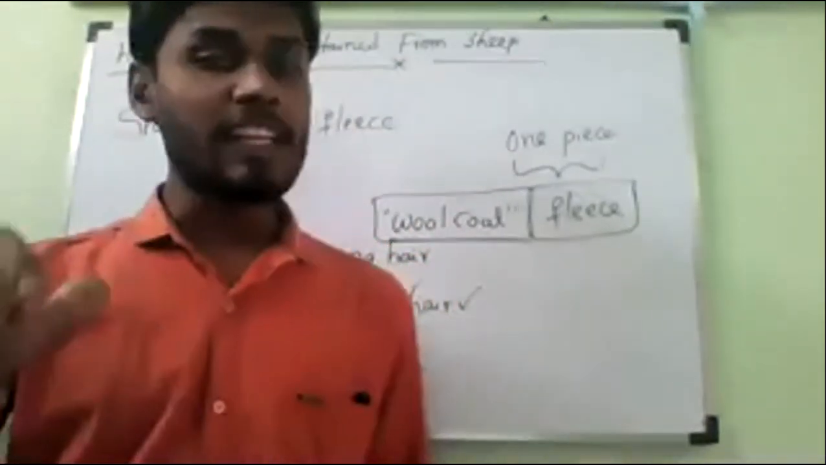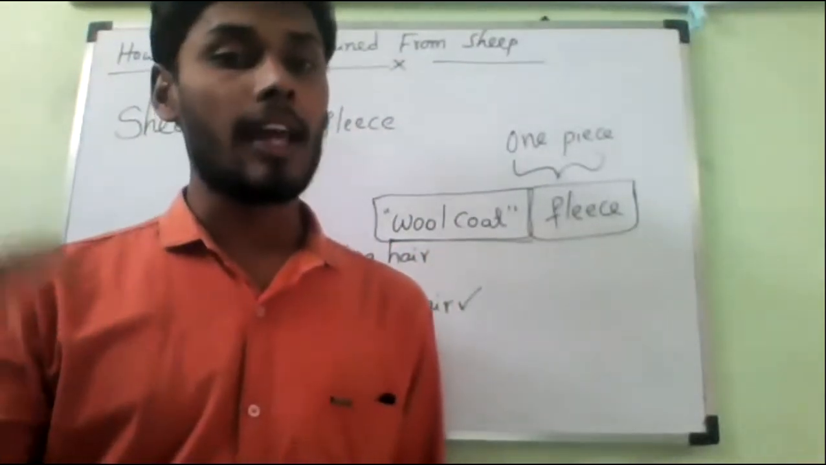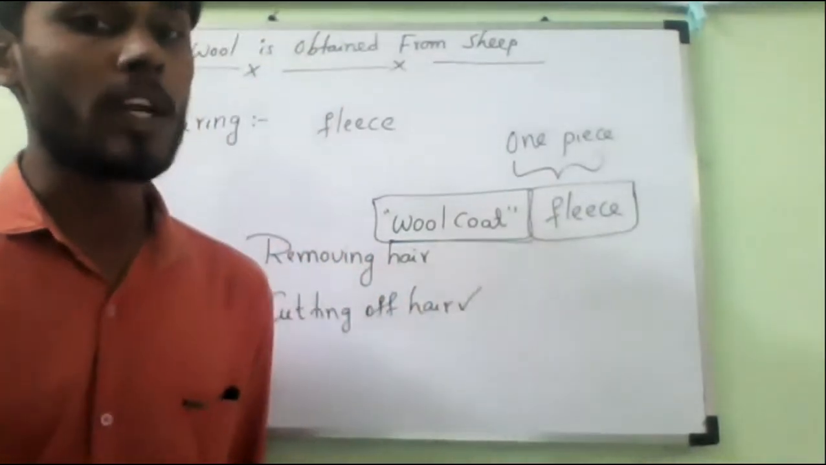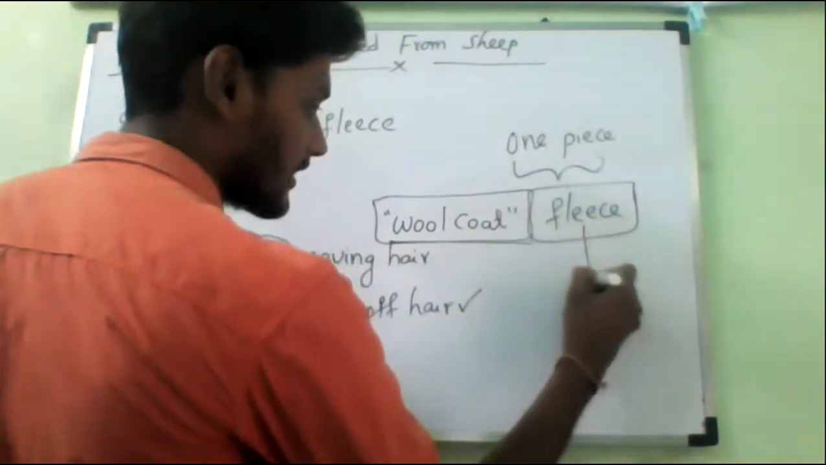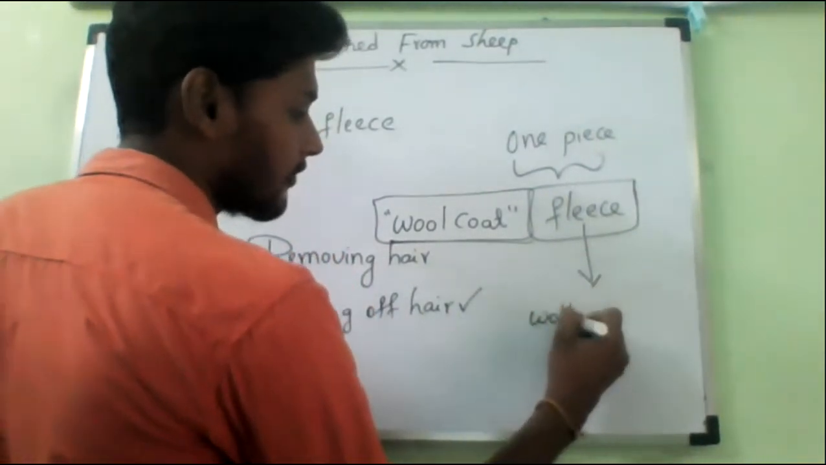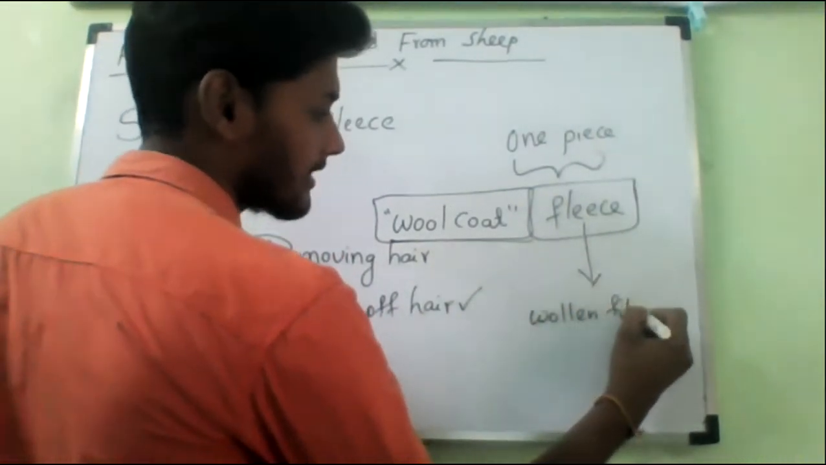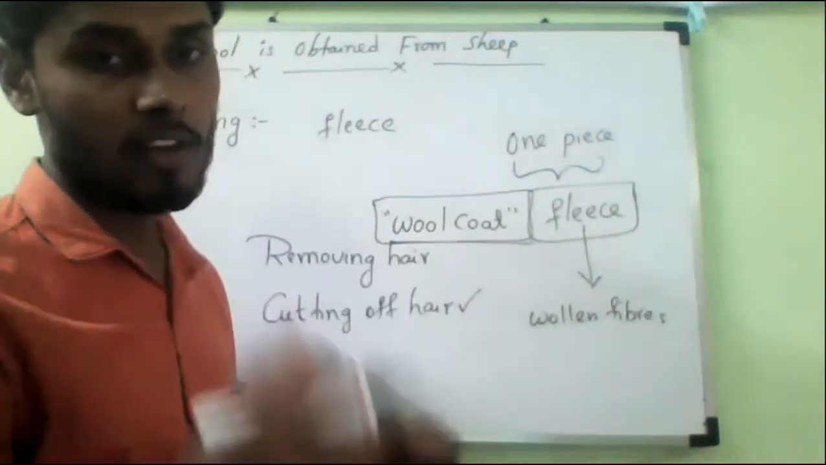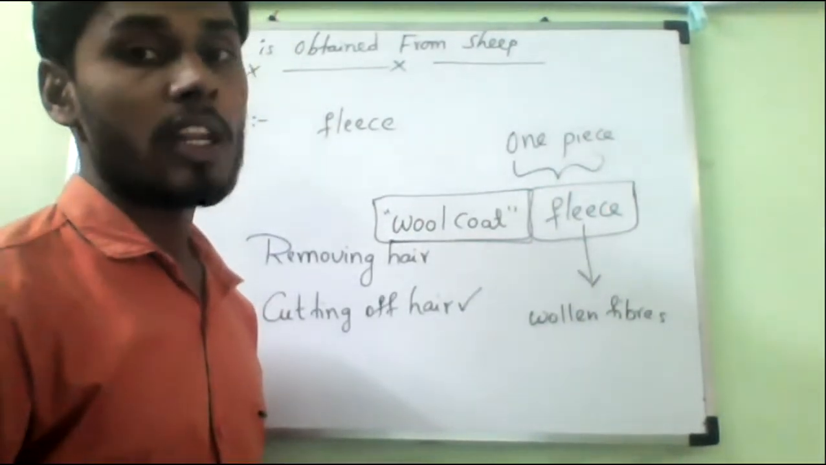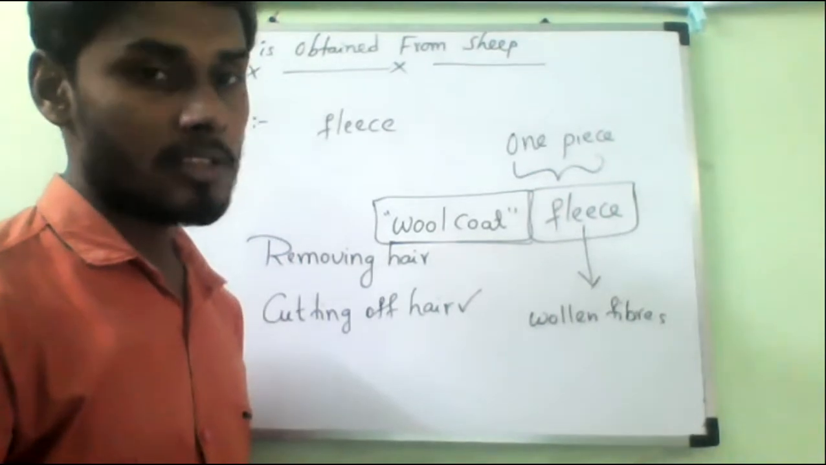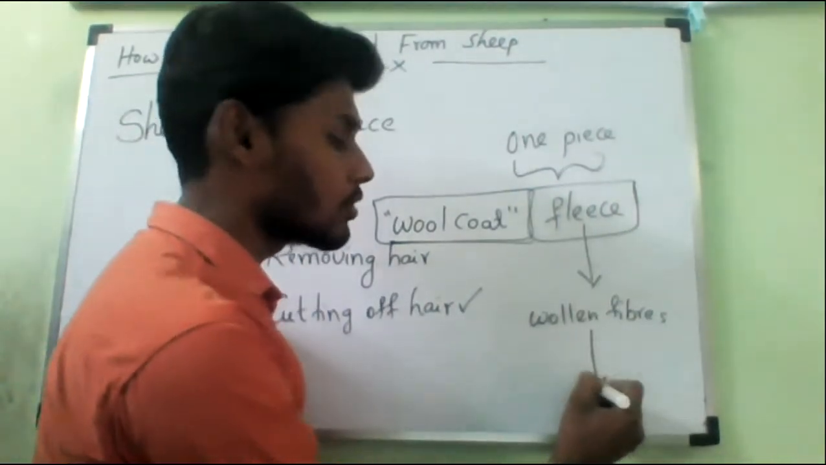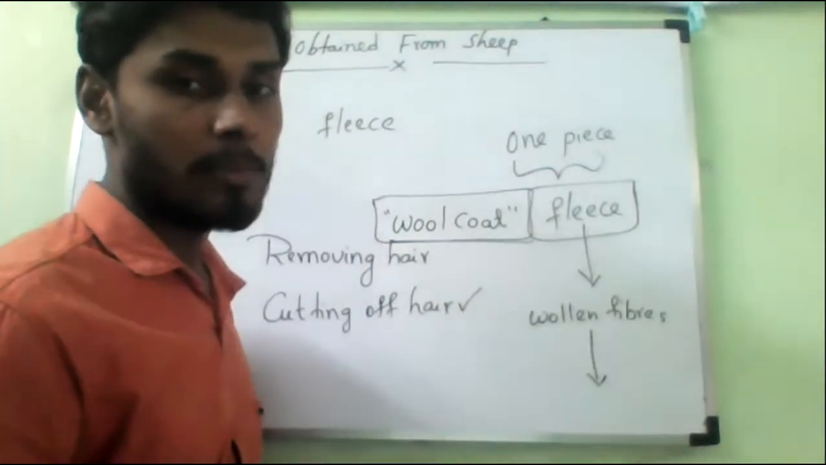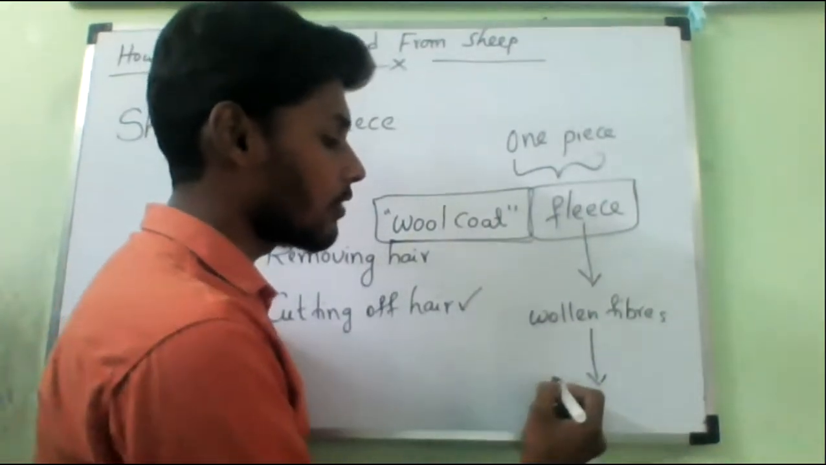So this fleece, this hair of the sheep, provides the woolen fibers. What does this fleece provide? It provides woolen fibers, the individual hairs. These fibers are then processed to obtain woolen yarns. With these woolen fibers we have to go through so many middle steps.